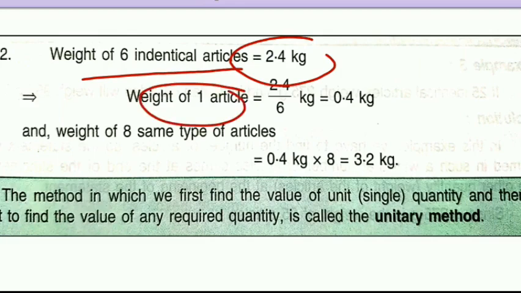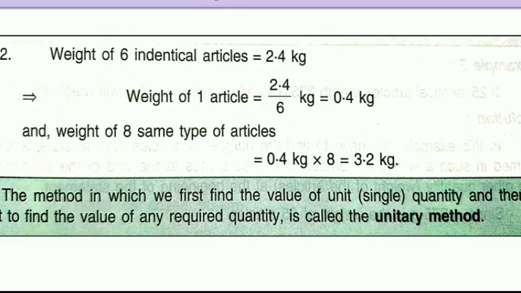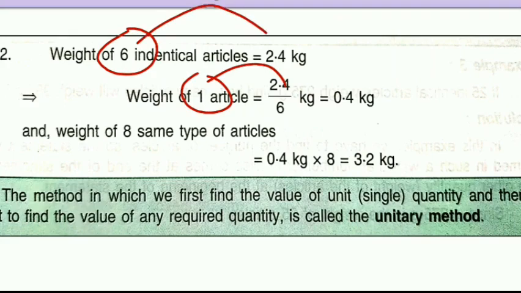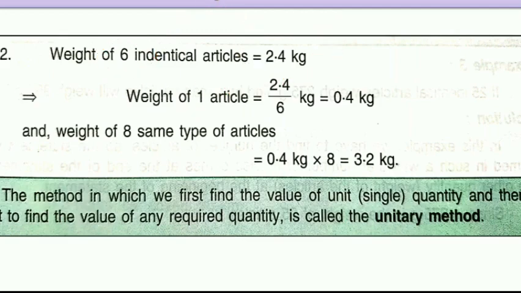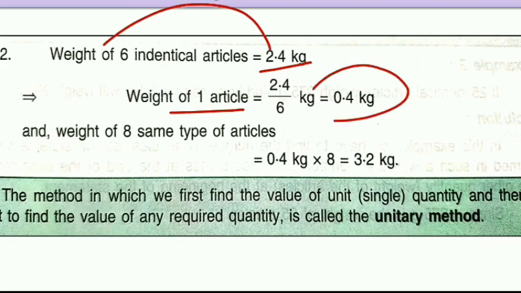Obviously we will divide. We have learned that if we have to find the value of 1, then we will divide. The weight of 6 identical articles is 2.4 kg. Then the weight of one article will be 2.4 by 6. So we have got 0.4 kg. This is the weight of one article.